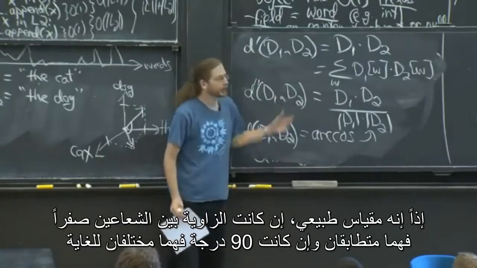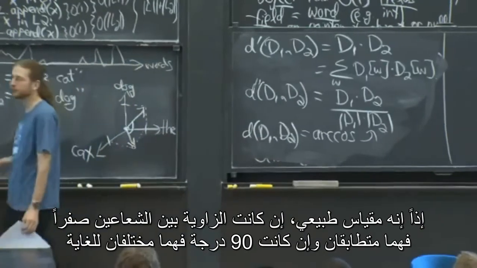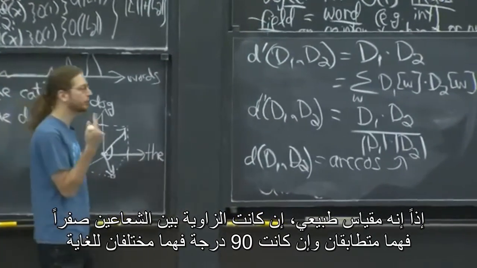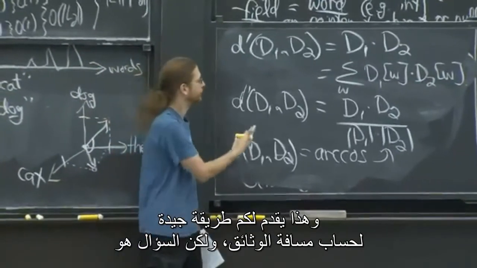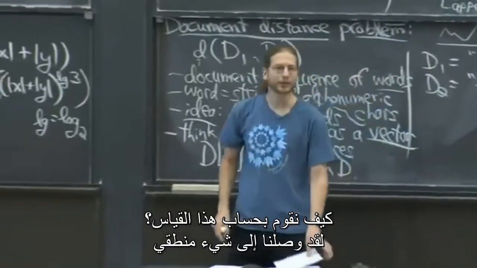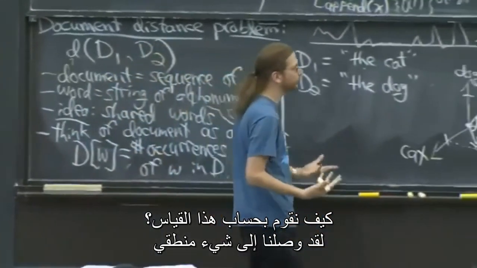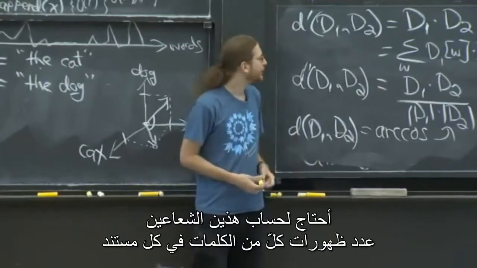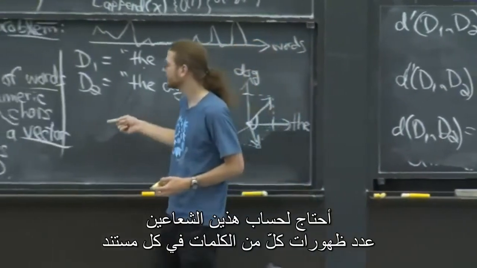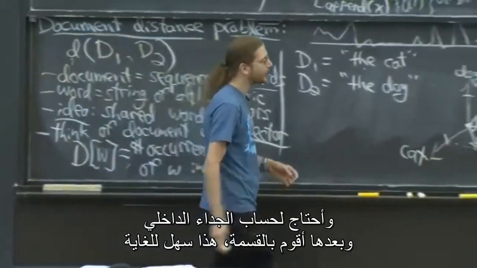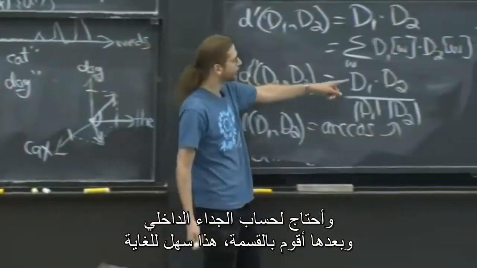So it's a natural measure of the angle between the two vectors. If it's 0, they're basically identical. If it's 90 degrees, they're really, really different. And so that gives you a nice way to compute document distance. The question is, how do we actually compute that measure? Now that we've come up with something that's reasonable, how do I actually find this value? I need to compute these vectors, the number of occurrences of each word in the document, and I need to compute the dot product, and then I need to divide.